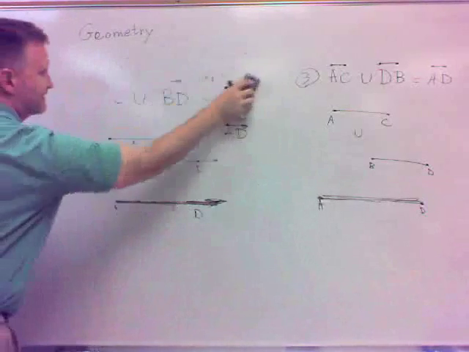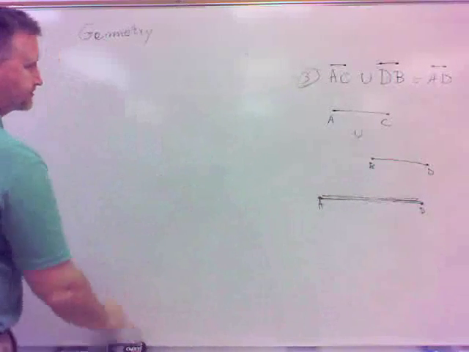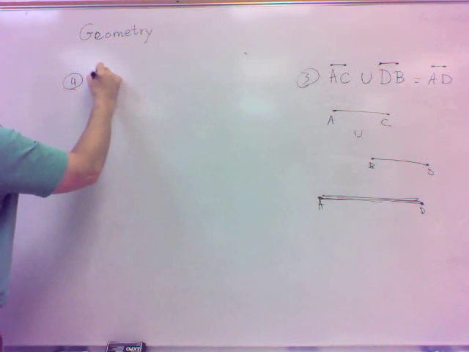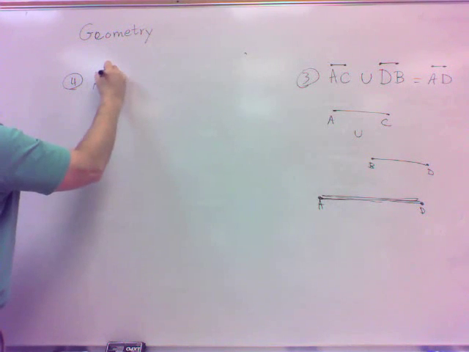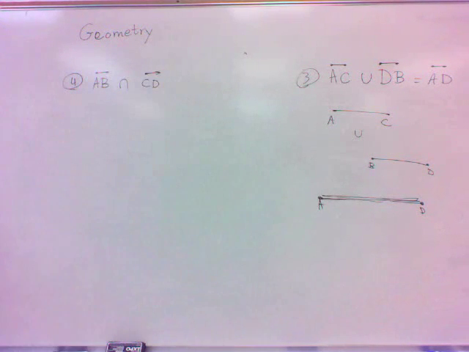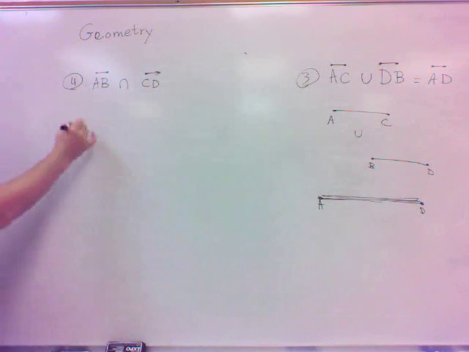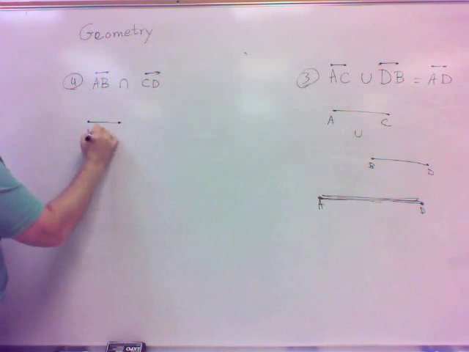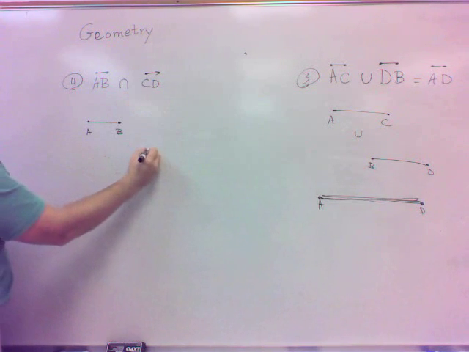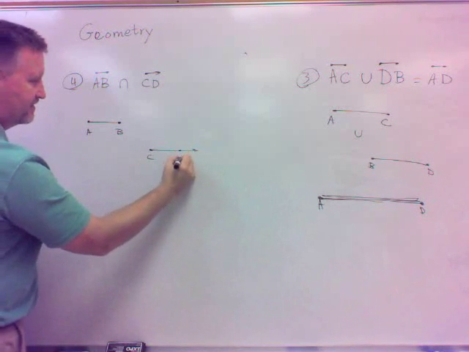Okay, let me give you one more. All right, what would I get if I had AB intersect CD ray? Segment AB intersect the ray CD. Back to intersection. A to B segment is just this, right? Ray CD starts at C and goes in the direction of D.